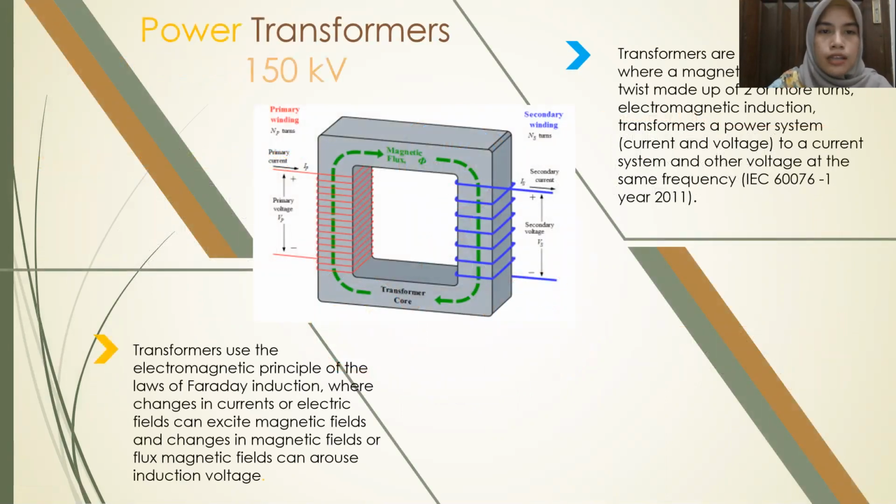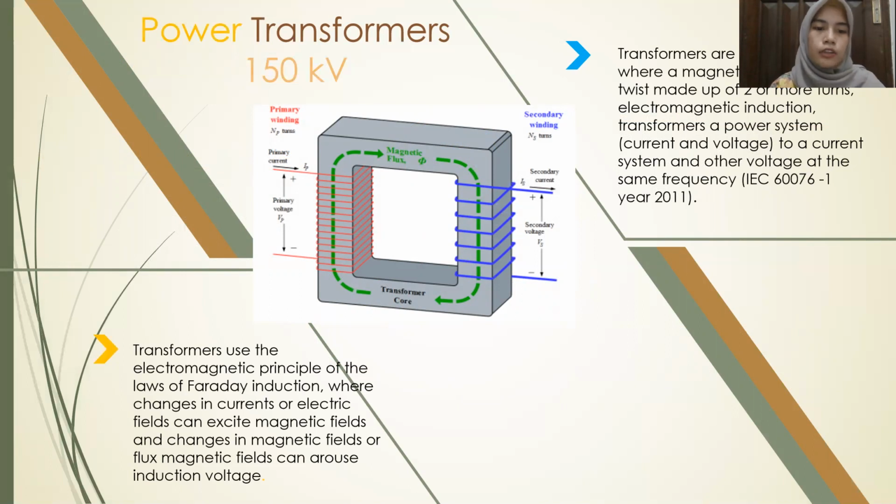Power transformer 150 kilovolt. Transformers are a static device where a magnetic circuit and a twice made up of two or more tuned electromagnetic induction. A transformer transfers a power system or current and voltage to a current system and other voltage at the same frequency. Standard IEC 60076-1 year 2011.